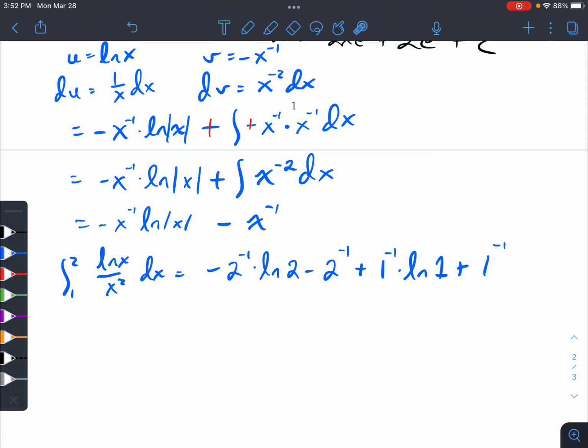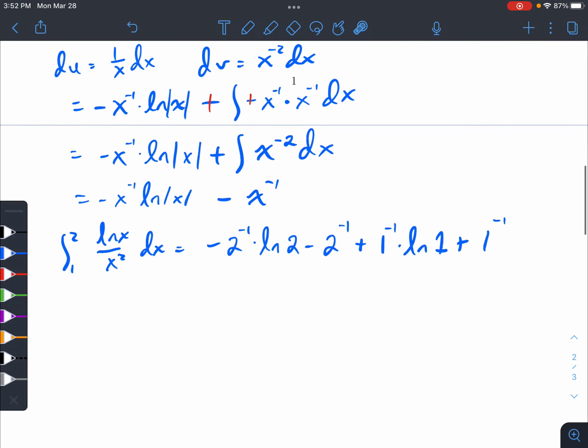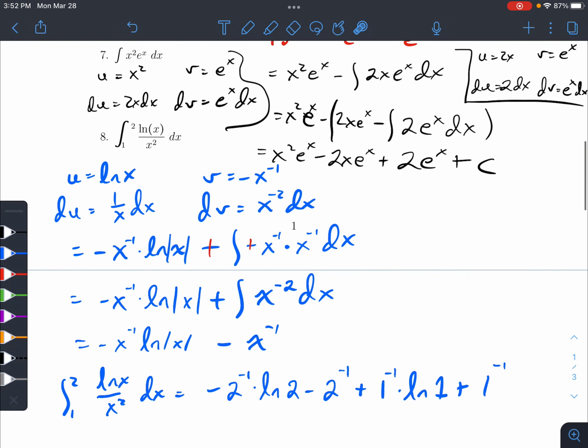You could simplify this too if you wanted. 2 to the negative 1, that's the same as 1 over 2. 1 to the negative 1 is 1 over 1, but really that's just equal to 1. Ln of 1 is equal to 0, so this whole term is equal to 0, and then this would just be 1, right? So you could simplify it. I don't particularly care if you do or not, as long as you have your parentheses and your signs and everything right, and you have your plus c's whenever you're doing indefinite integrals, you should be good.